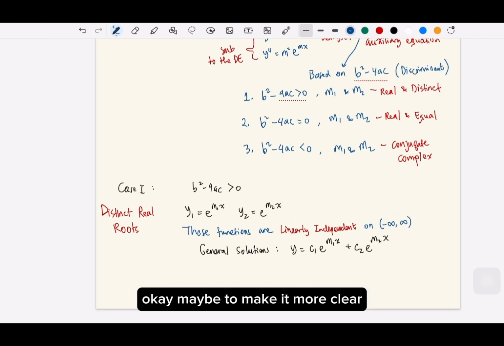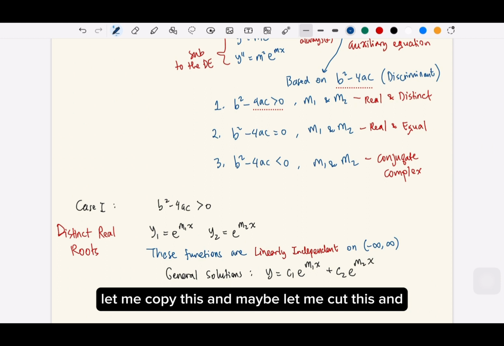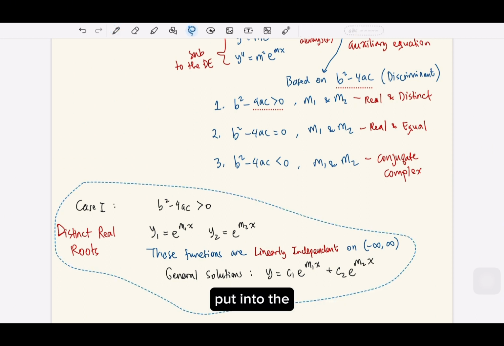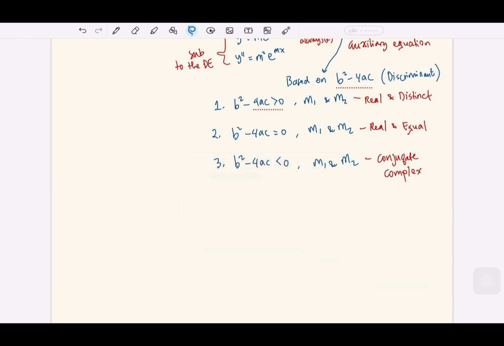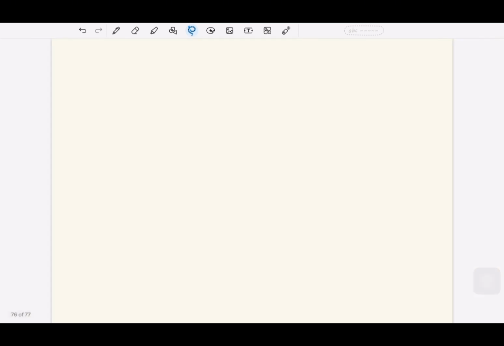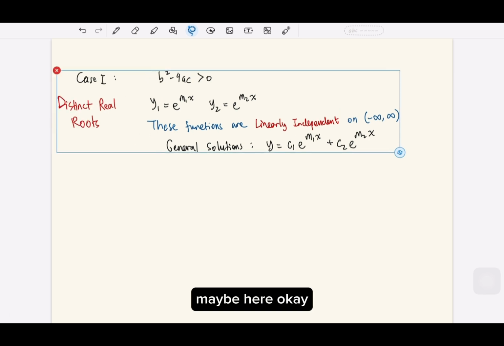Maybe to make it more clear, let me copy this, cut this and put it into another page here.